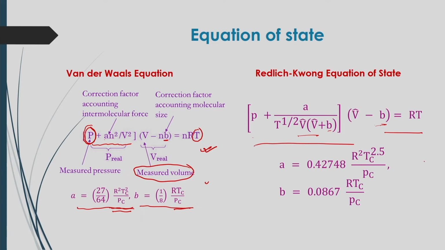Again, in this Redlich-Kwong equation, there are two parameters, a and b, which depend on the intermolecular force and the molecular size. These coefficients again depend on the critical temperature and pressure, and by this correlation you can directly estimate the values of a and b. Once you know a and b, and the molar volume at a particular temperature, you can easily calculate the pressure of the real gas by the Redlich-Kwong equation.